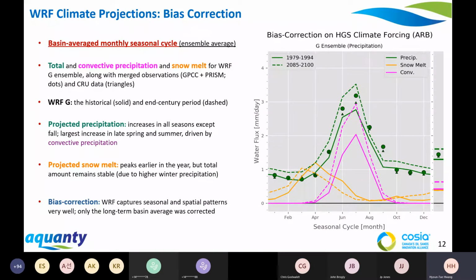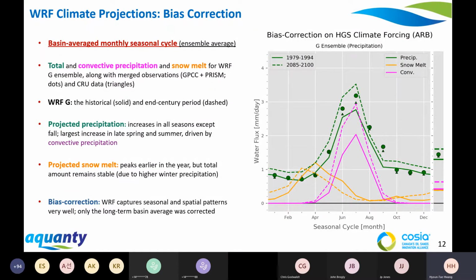Precipitation comparison between observation symbols and simulation result green lines shows that the simulation result closely matches the observation. And compared to the historic result, that line represents the future prediction, the end of century prediction. As you can see, there is about a 30% precipitation increase that is supported by convection increase.